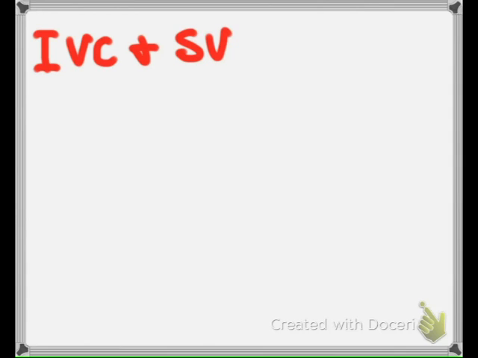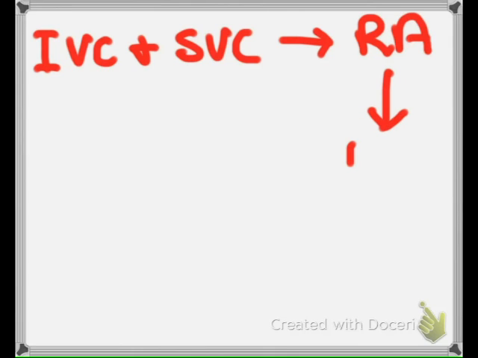If we begin with blood returning from the IVC, the inferior vena cava, and the SVC, the superior vena cava, we see that it has to pool somewhere. The place where it dumps everything is the RA, or the right atrium. From the right atrium, it flows into the right ventricle, or the RV.